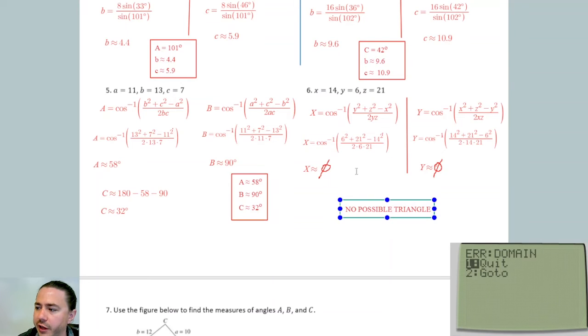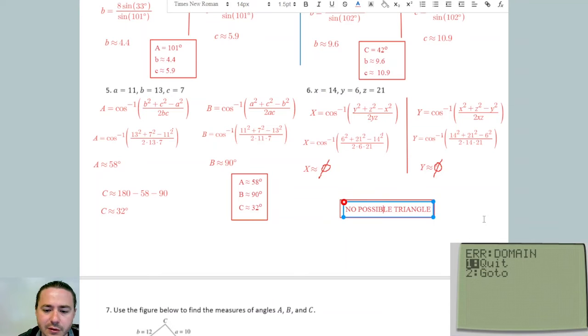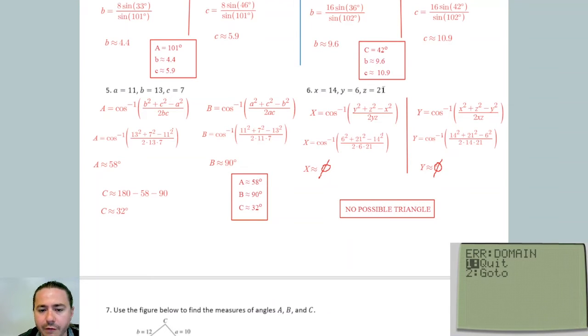If you're very careful about how you're typing this in and you get an error, then that just means there's no triangle there. You can always double check by looking at the side lengths. If the biggest side length is more than the sum of the other two, and you identify that right away, then you say, okay, there's definitely not going to be a triangle here, and you don't have to go through the work. But if you don't catch that, you'll just get an error message in the calculator when you try to compute this.